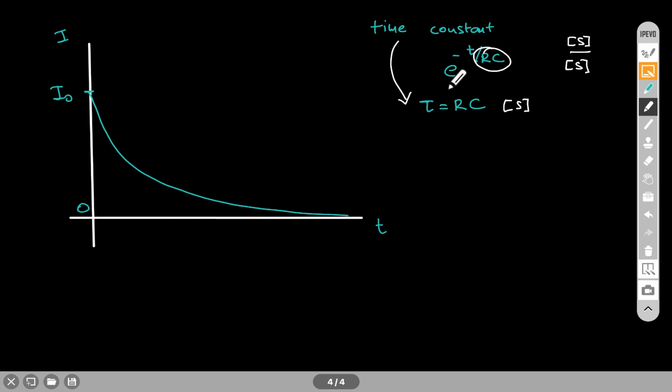Now, what is the meaning of this? If you set your time t, your numerator, to be equal to RC, which is your time constant, then essentially you're going to get e to the minus 1. And this is equal to 0.37, roughly.